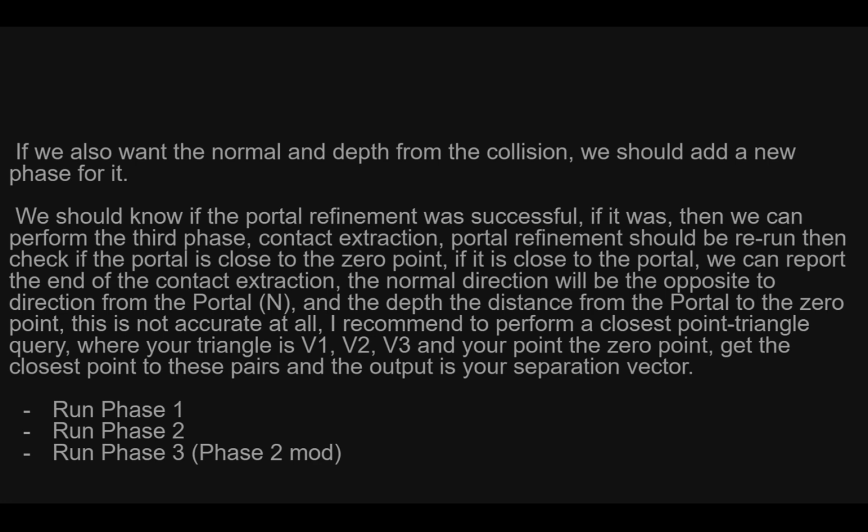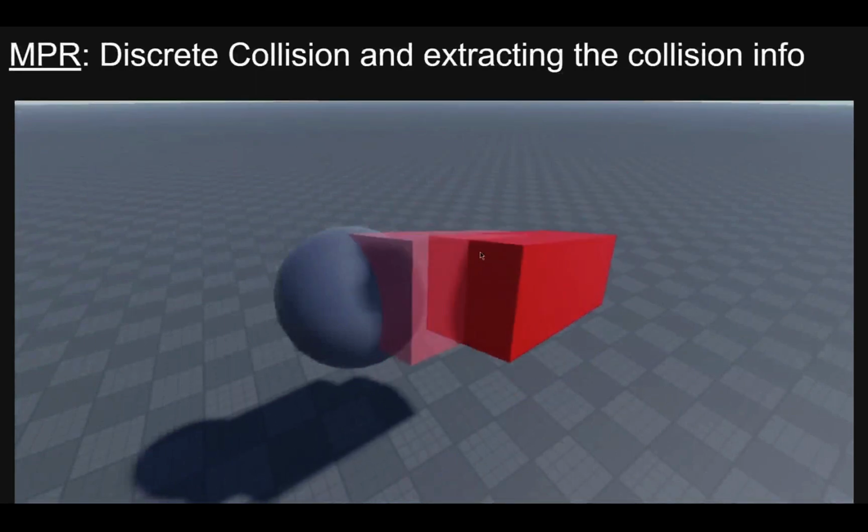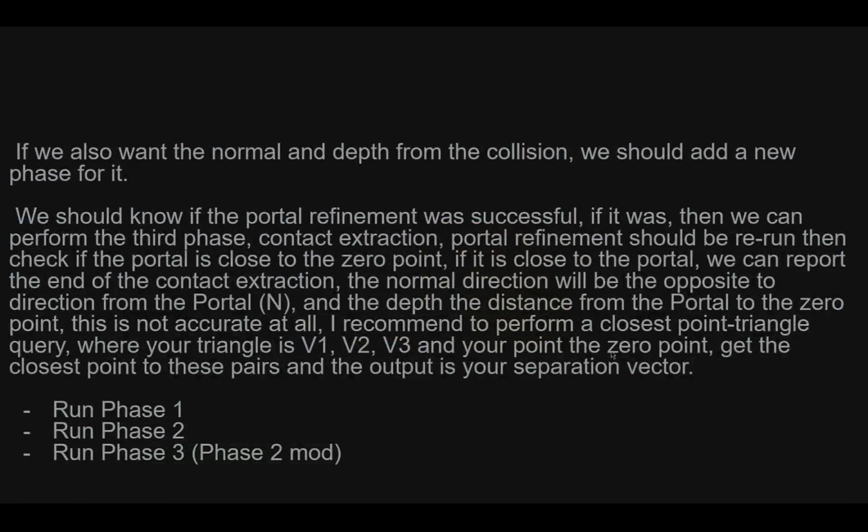Your triangle will be V1, V2, V3. That's your portal. And you get the closest point, not the 0 point. The closest point will be your separating vector. Basically, the normal of this separating vector will be your direction to push this convex mesh, and the length is the depth between this convex mesh.